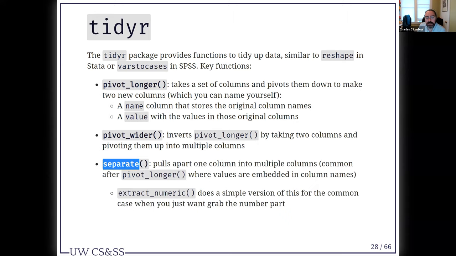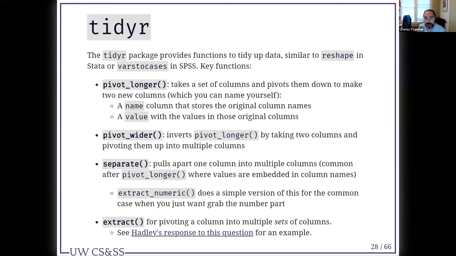There's also separate, which will take one column and divide it up into multiple columns. This is usually for cases where you have two observations in a single cell and you want to break it up into multiple columns. We'll see examples of this in a minute. There's a simple version that's called extract numeric, which just rips the numbers out and discards everything else. And there's another function I will not cover today called extract. Extract is for complex pivoting, where you need to pivot a column into many sets of columns and not just one set of columns. If you want to know how to use this, I really like this one Stack Overflow question here. You can go and look at it if you're interested. I'm not going to cover it in this class. I find I very rarely have ever had to use extract, even for pretty complicated operations.